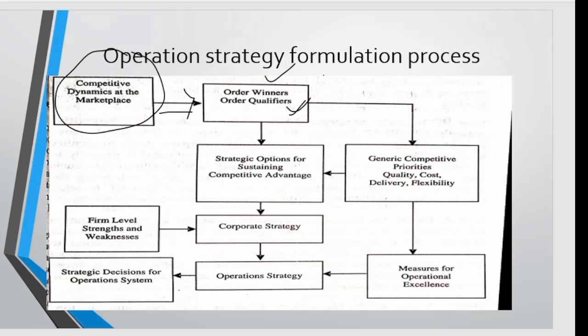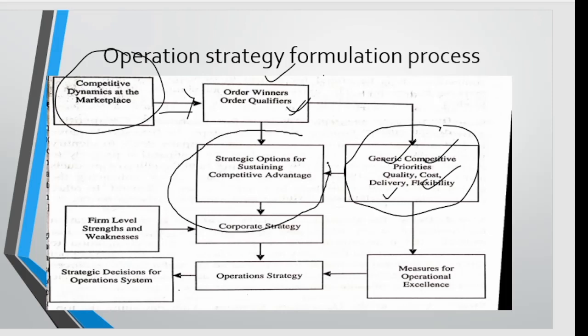After setting your order winner and order qualifier benchmarks, we set up our generic competitive priorities. That's your quality, cost, delivery system, and flexibility in terms of volumes of production or variety of product. After selecting our generic competitive priorities, we focus on our sustaining competitive advantage, which focuses both on the future competition and also on the present competition.